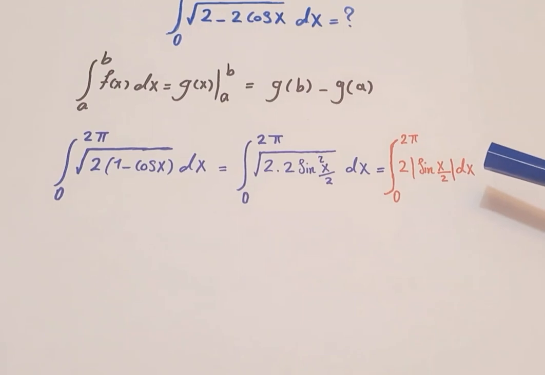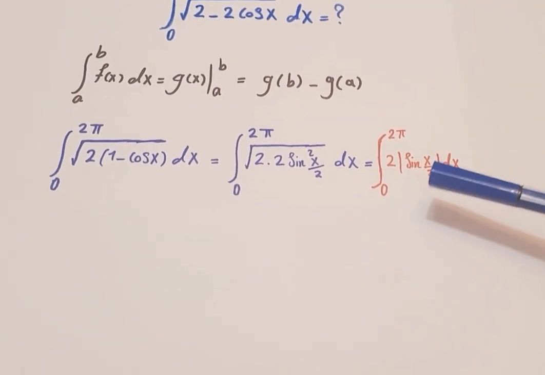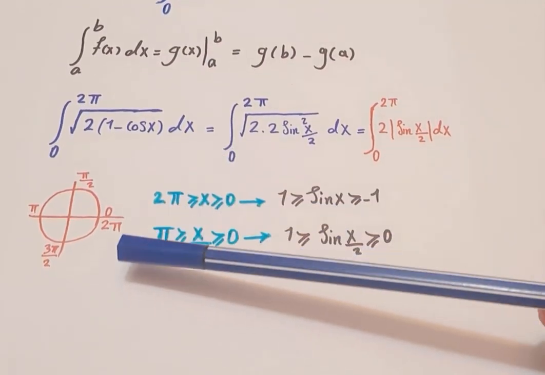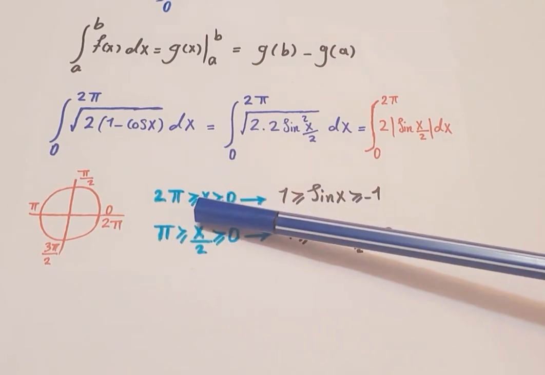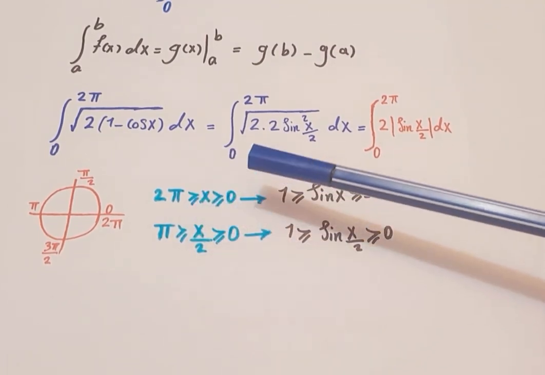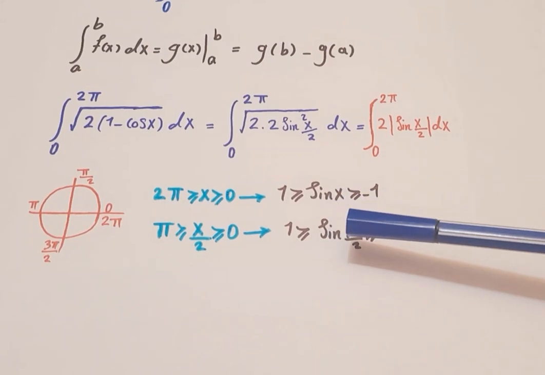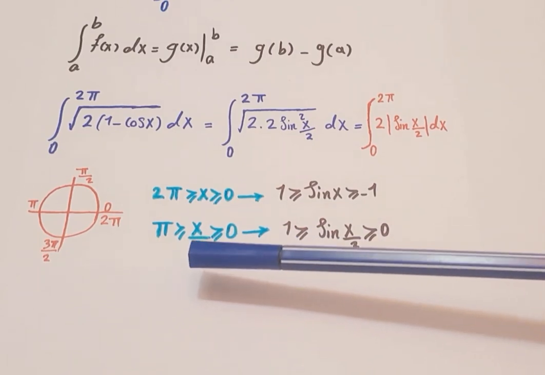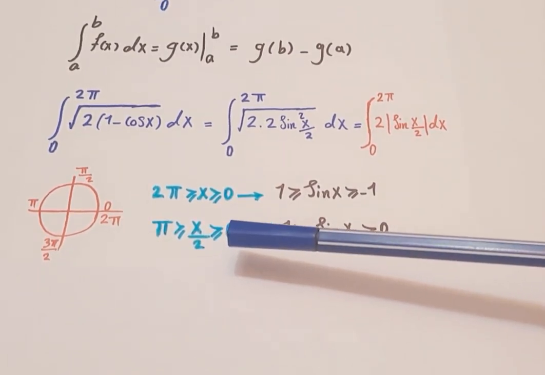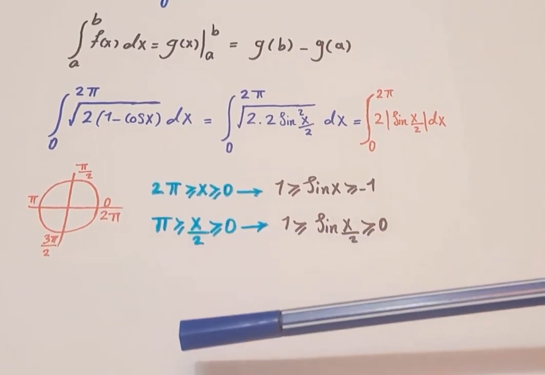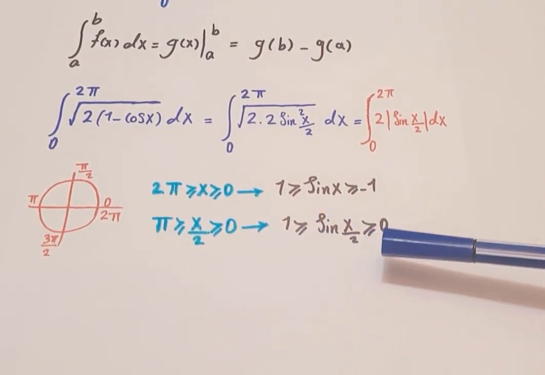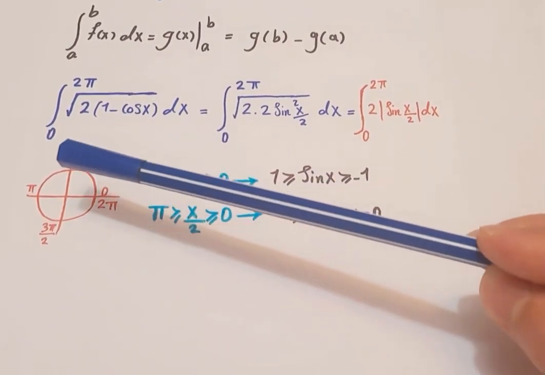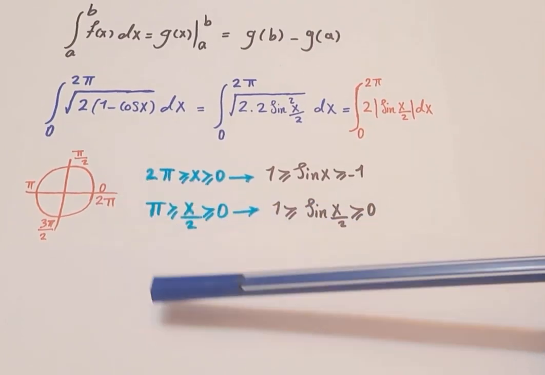But here you have to know whether the absolute value is positive or negative. So let's do this. Here I have a circle, and you know that when x is bigger than 0 and less than 2 pi, the sine of x is bigger than minus 1 and less than positive 1. But here I have x over 2, that's bigger than 0 and less than pi, and we know that the sine of x over 2 is bigger than 0 and less than positive 1. Why? Because from 0 to pi the sine of x is positive.